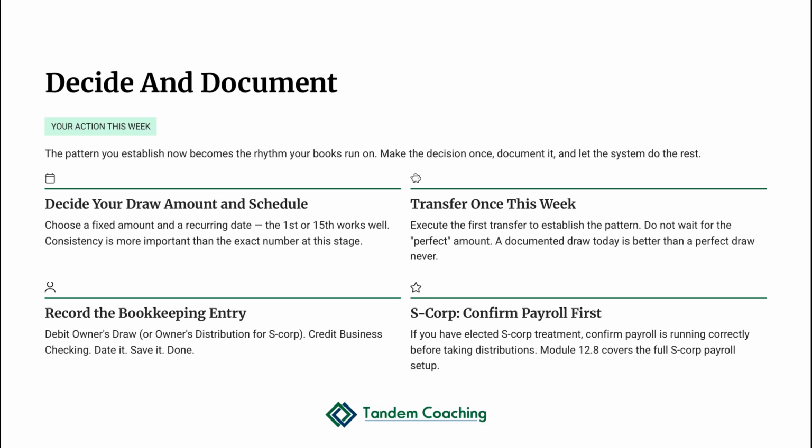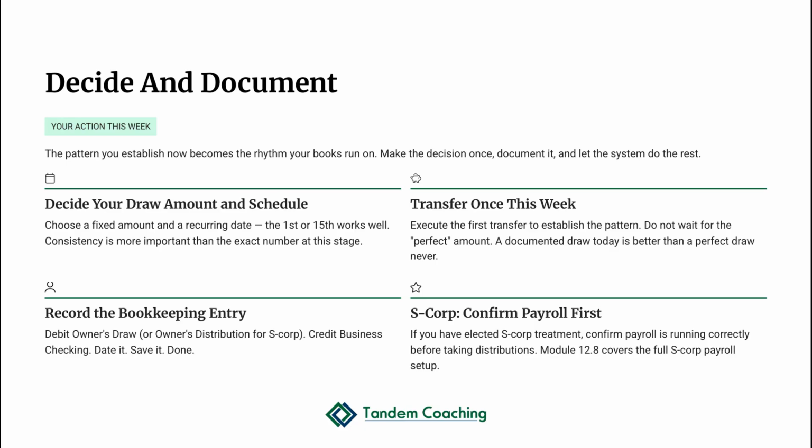Decide on your draw amount and schedule this week, and execute one transfer to establish the pattern. If you're sole prop or LLC, that single transfer with the bookkeeping entry recorded is the working version of the system. You scale it forward from there.